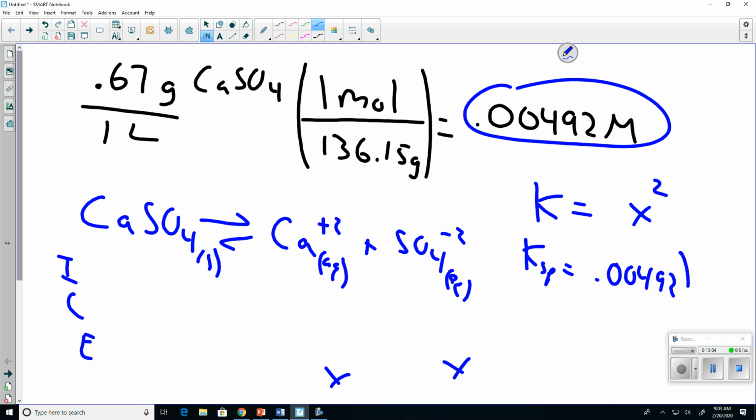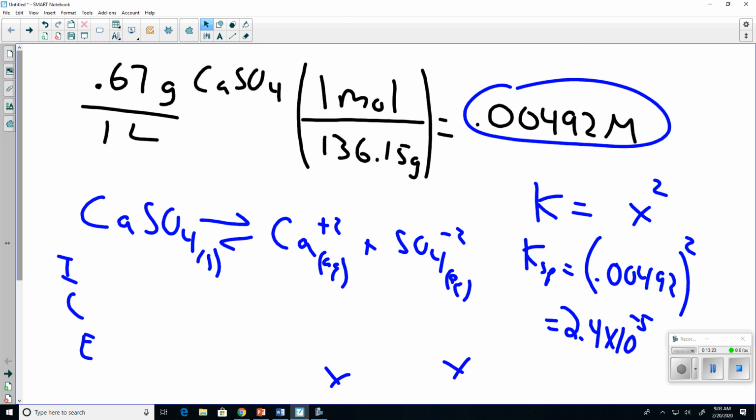0.00492 times 0.00492. So this particular problem, now I'll go down to 2 sig digs because 0.67 had 2. 2.4 times 10 to the negative 5th would be my K value for this first problem.